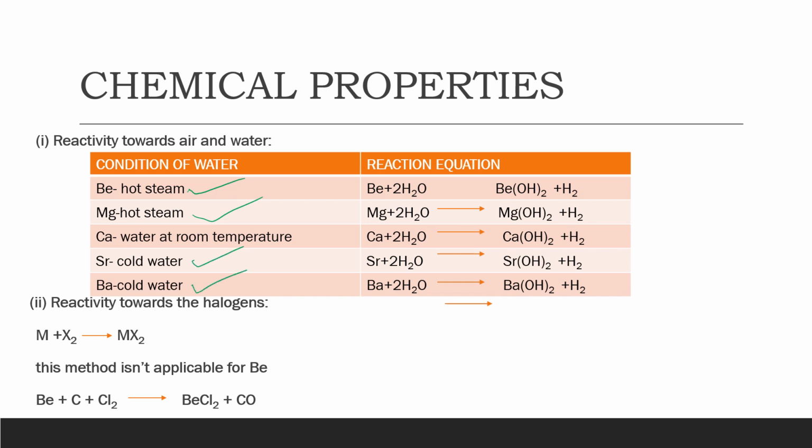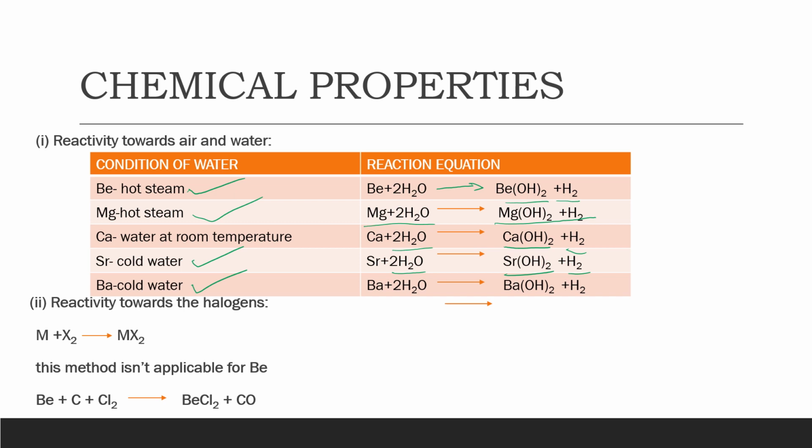The basic thing that we need to know is that every element in this group reacts with water to form hydroxide and dihydrogen. As you see, in all of them it's the same. Calcium plus water gives calcium hydroxide plus dihydrogen. Strontium plus water gives strontium hydroxide plus dihydrogen and so on.